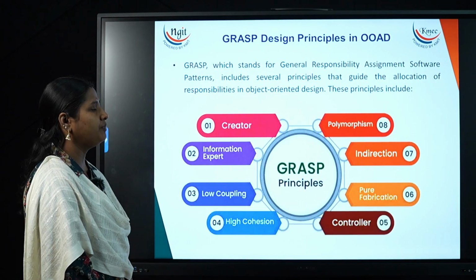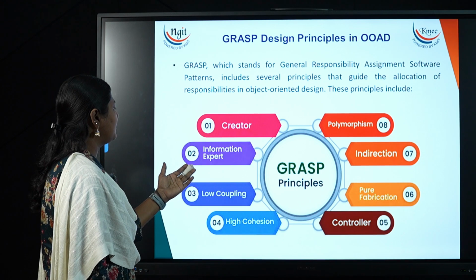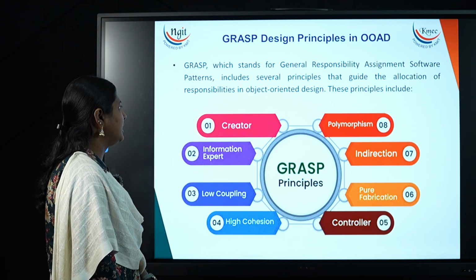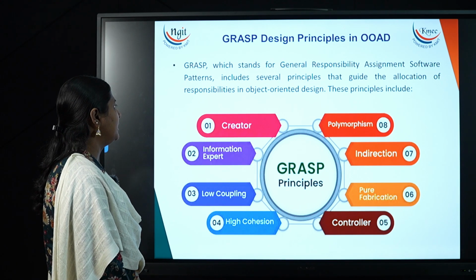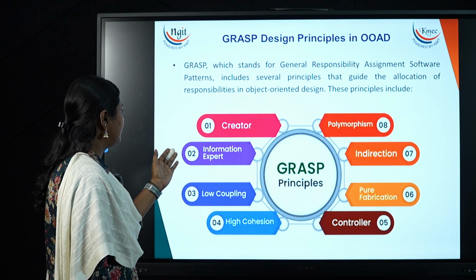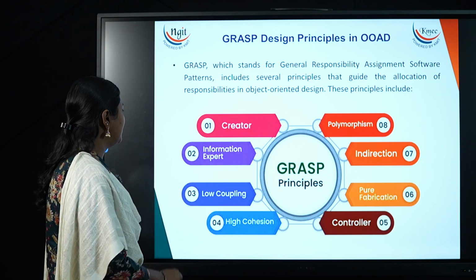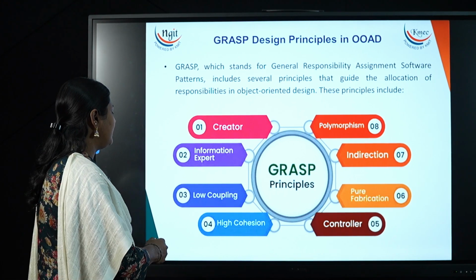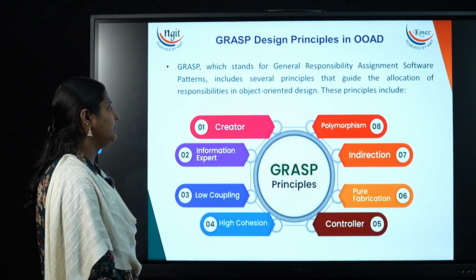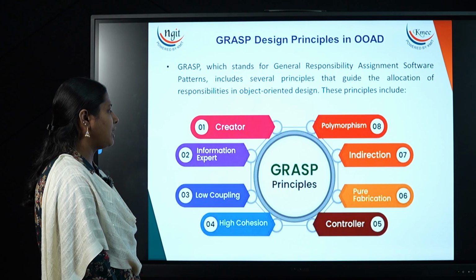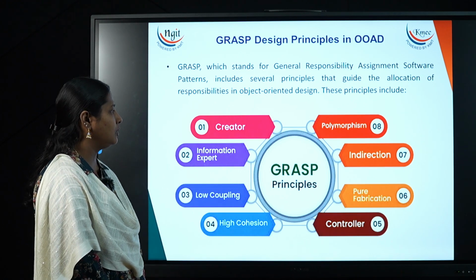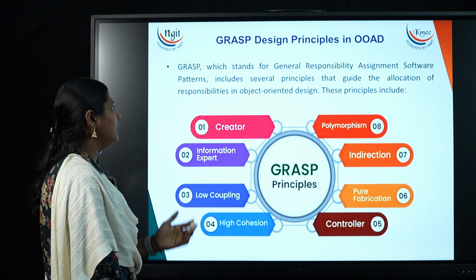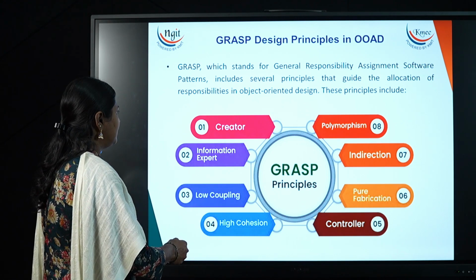Coming to the principles of GRASP, which stands for General Responsibility Assignment Software Patterns, these are the different principles that we can understand, including several principles: the first one is the creator, the second one is the information expert, the third is low coupling, then high cohesion, polymorphism, indirection, pure fabrication, and the next one is the controller. So all these are the different principles which come under the GRASP patterns.